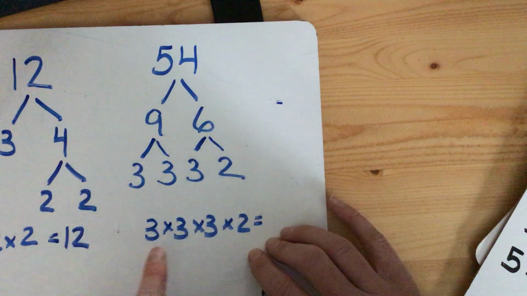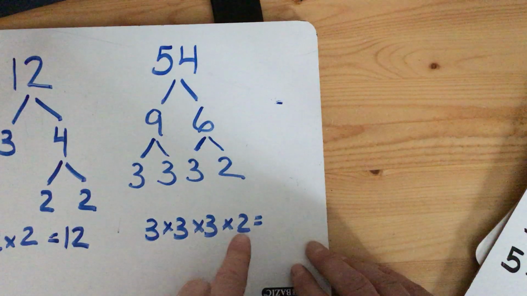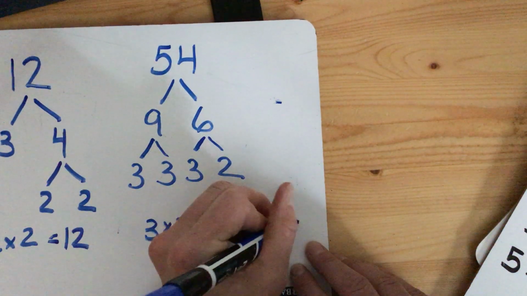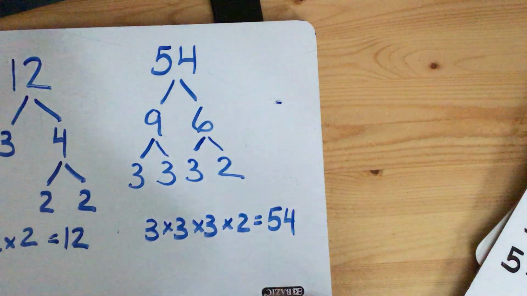And I can just double check. 3 times 3 is 9. 9 times 3 is 27. 27 times 2 is 54. So those are factor trees. You're going to see those in your questions.